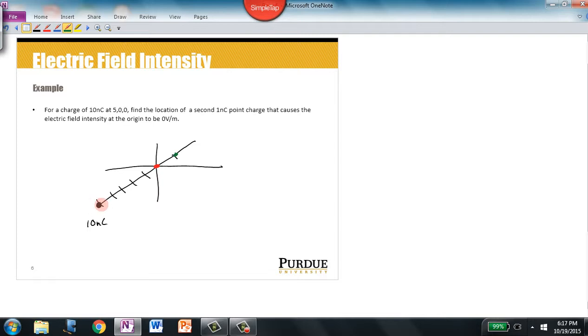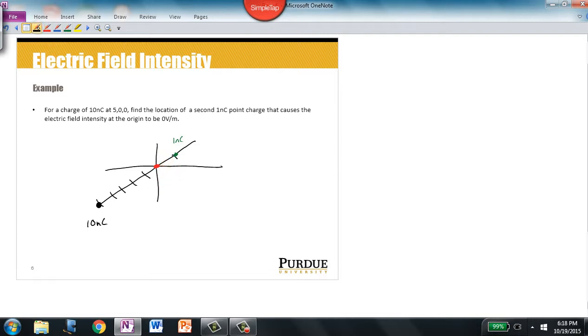And since this is 10 nanocoulombs and our test charge is 1 nanocoulomb, it's going to have to be closer to the origin than this one is. And so our real problem to solve here is, how close to the origin? Again, I'm using that concept of qualitative instead of quantitative analysis before I even start, just to make sure that I understand the parameters of the equation that I'm asking.